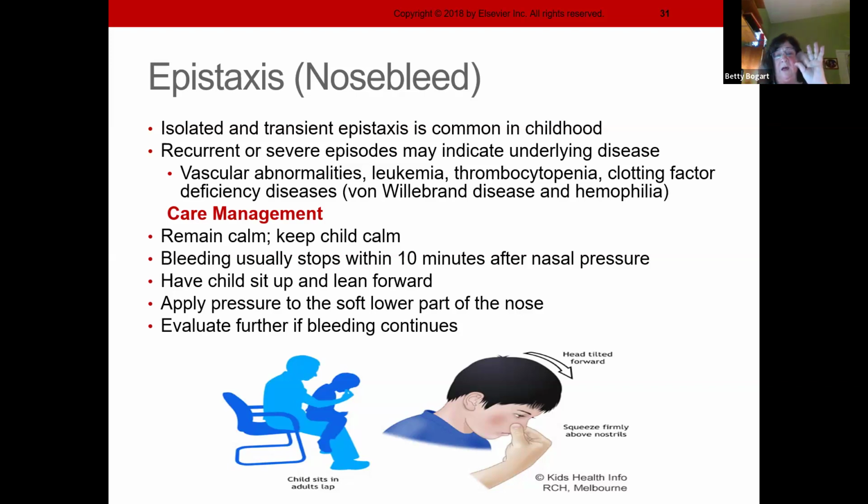Pinch it between your thumb and your forefinger. Lean them forward because we don't want back because they'll swallow blood. Lean them forward, it will come out. All right. So less aspiration on it. And they say if after 10 minutes it doesn't stop, they need to get to treatment because something else is going on.